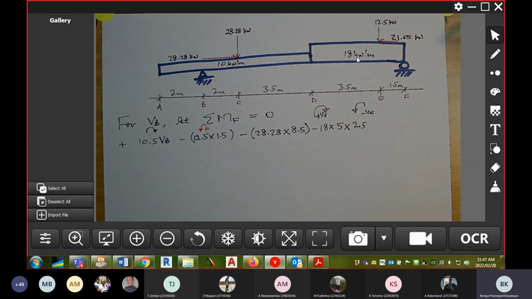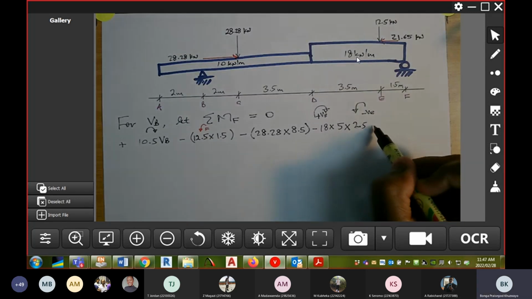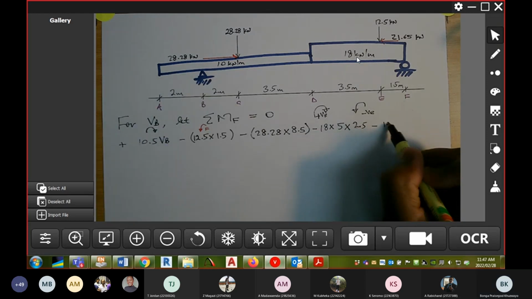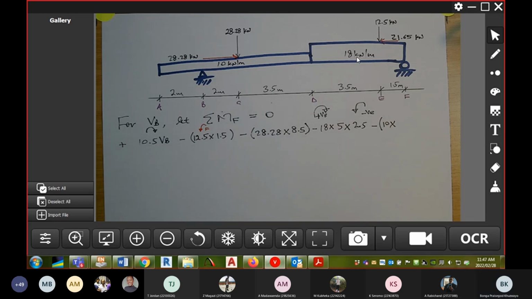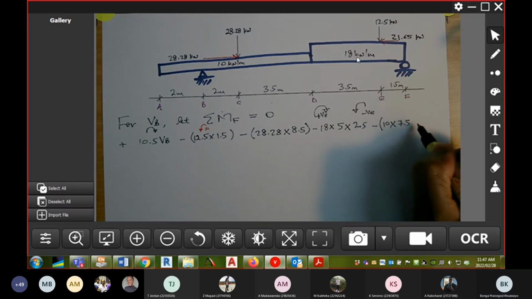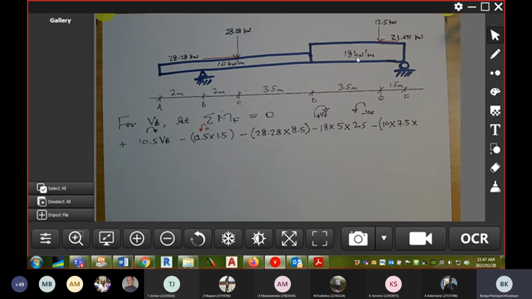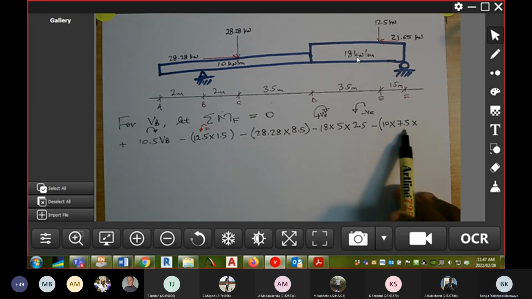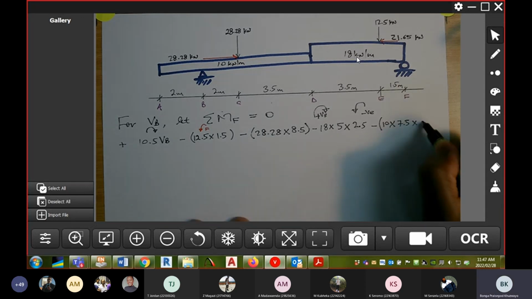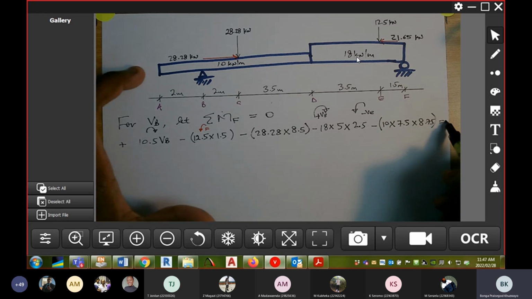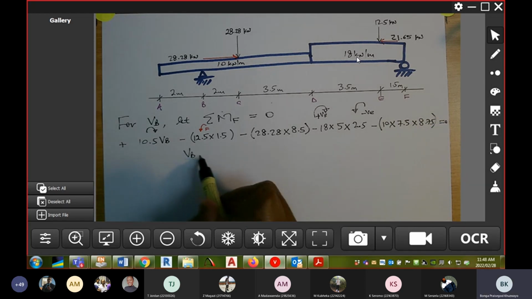Right, and then followed by the 10 kilonewton per meter over a distance of 7.5. Now the question is, what is the lever arm for this force? No, that is 8.75. 8.75. Okay, thank you very much. And this was the last one, so equals to 0. So what is VP equal to?